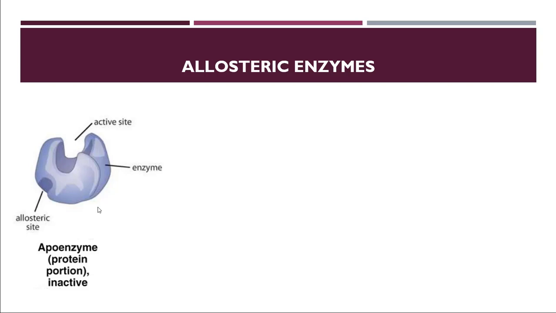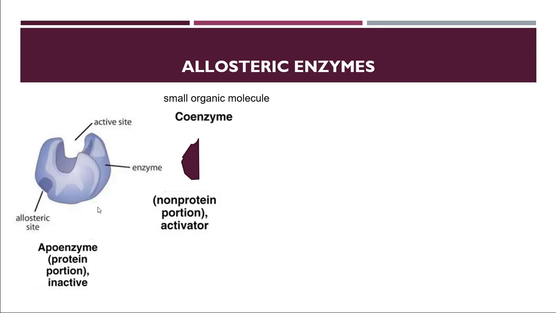Now, if the enzyme doesn't have a substrate in it and it's empty, then we call it an apoenzyme. Apo gives you the word empty here. So this enzyme is empty right now. Now we are adding a small molecule to it. This is not a substrate. It's a non-protein portion, and it helps the enzyme to function. If it's a small organic molecule, then we call it a coenzyme. If it's not a small organic molecule, it's just an ion like zinc ion or ferrous ion, then we call it a cofactor.